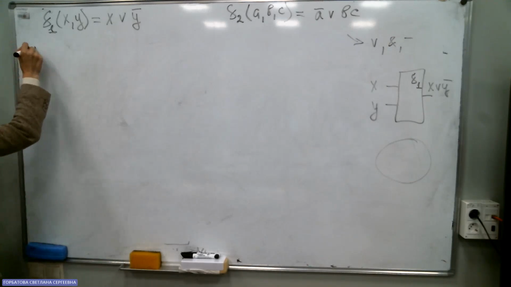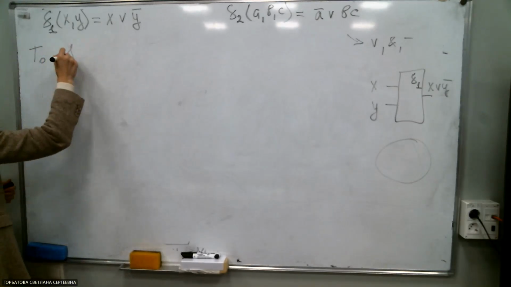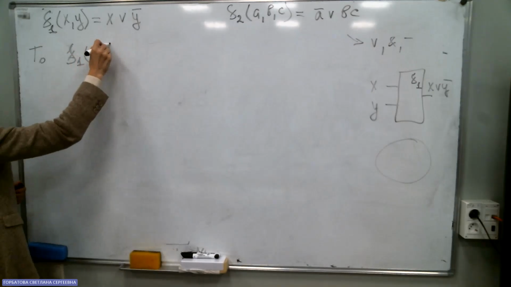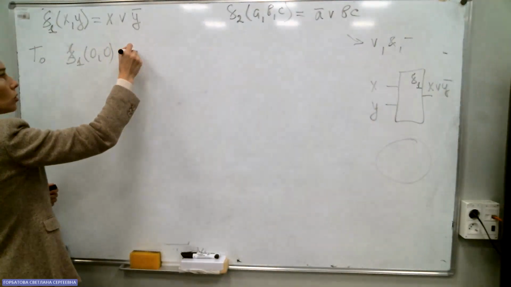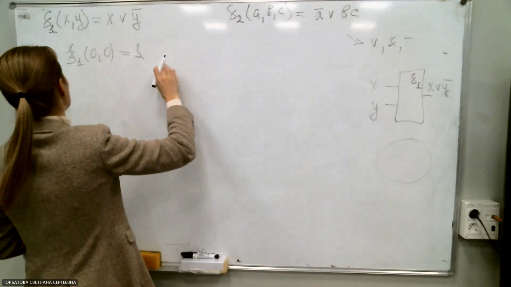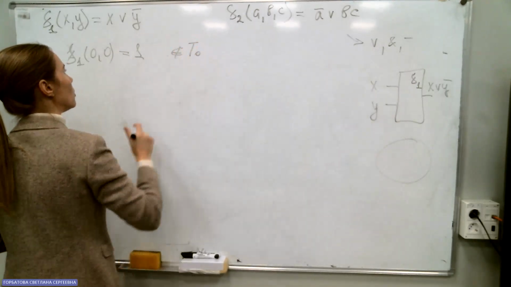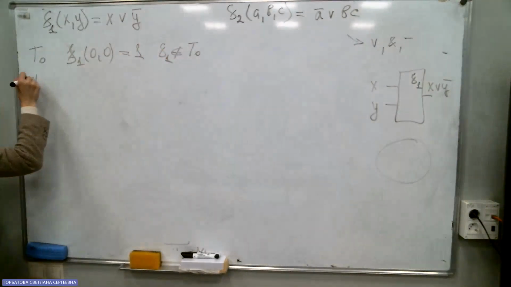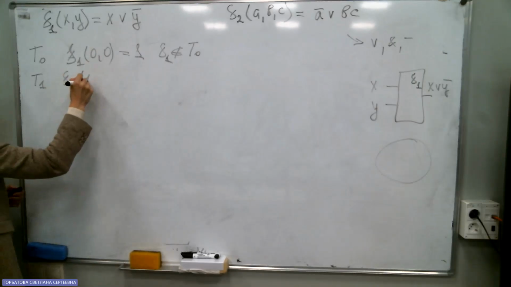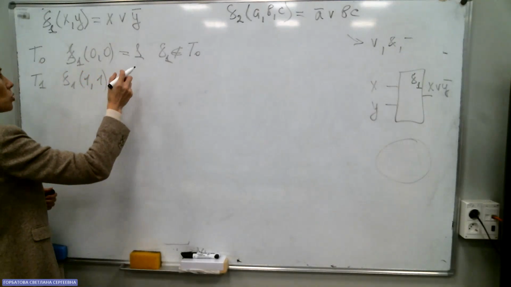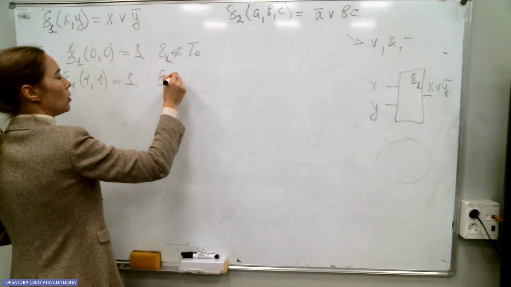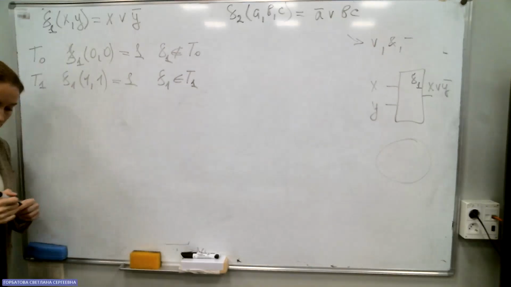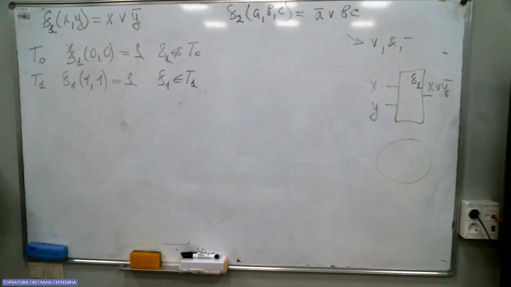Okay, let's check. Very easy, very fast. So T0: F1 of 0, 0 must be 0. Is it true? 0 disjunction not 0 is 1. Not correct. Does F1 belong to T1? F1 of 1, 1, all variables equal to 1, must be 1. Is it true? Yeah, it is 1, really. F1 belongs to T1. So it is already not functionally complete, but we need to check other classes for building bases.